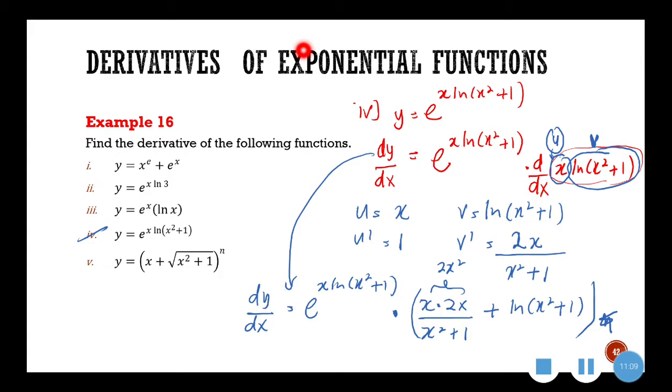Saya rasa saya tak tekan button play tadi. So saya dah bercakap tadi tapi tak tekan button play. So I have to repeat again ke? You tengok je lah apa ni yang saya dah tulis ni.